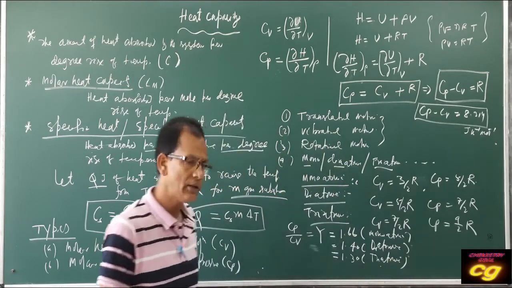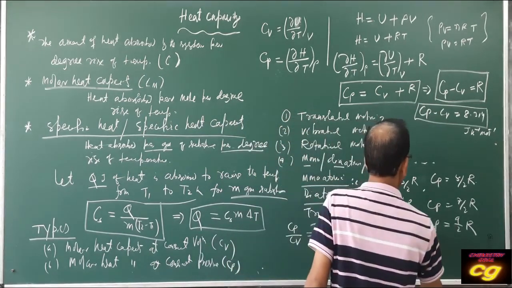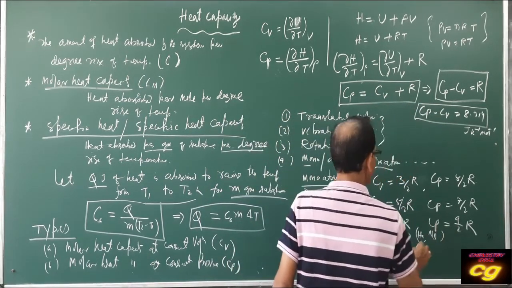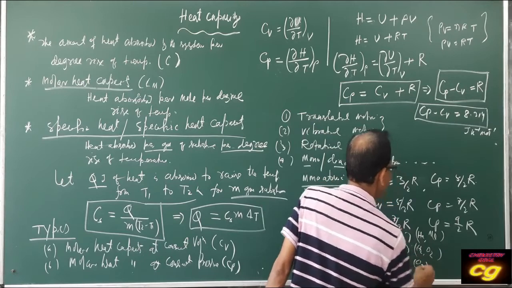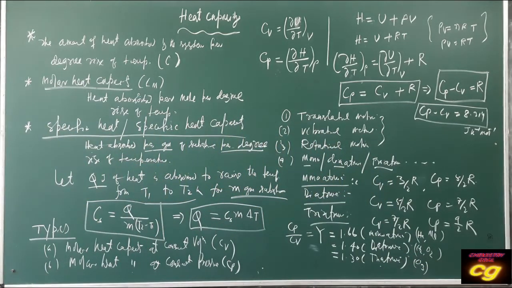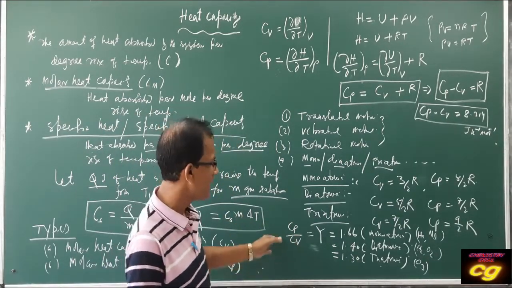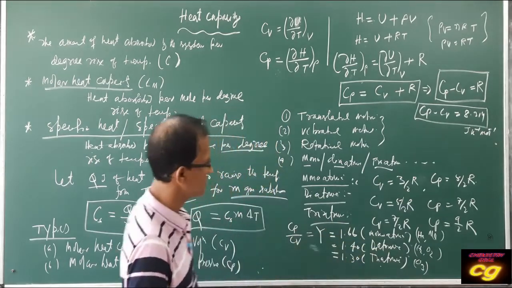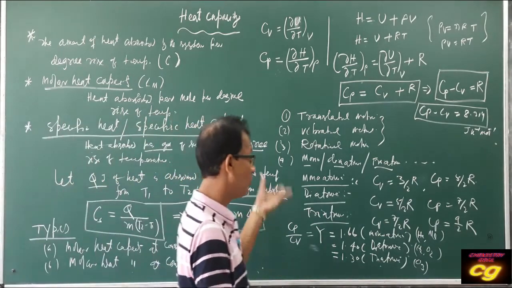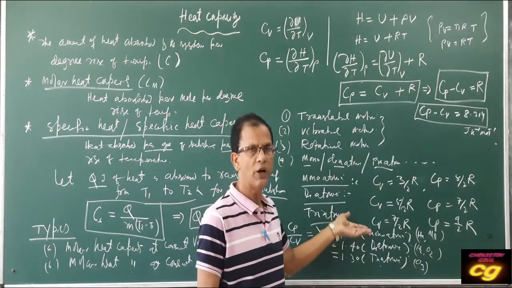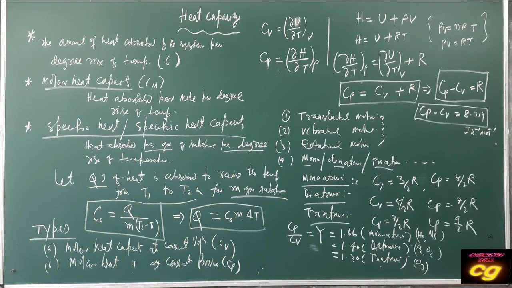Monoatomic means helium, neon like this. Diatomic means H2, O2, N2 like this. Triatomic means O3 like this. So these are some different types of molecule and their Cp and Cv ratio. Cp and Cv ratio is always greater than 1, and this is called gamma. From the gamma value, we can tell the nature of the molecule, whether monoatomic, diatomic or triatomic. So this is a very important expression of the Cp and Cv ratio.